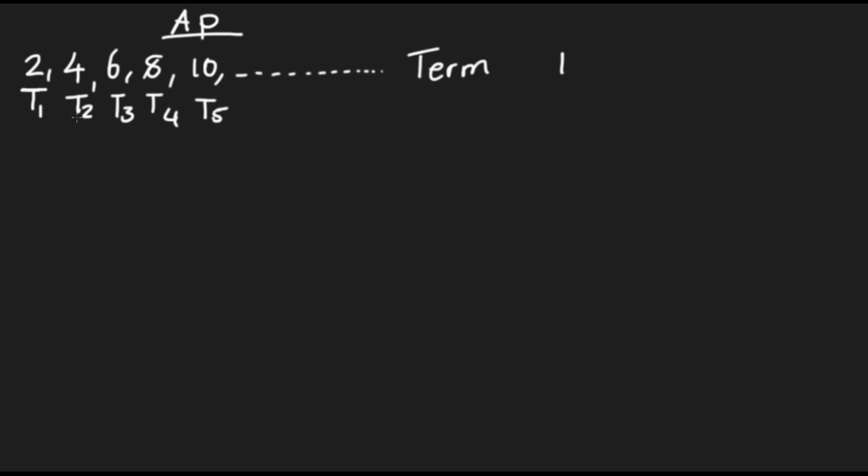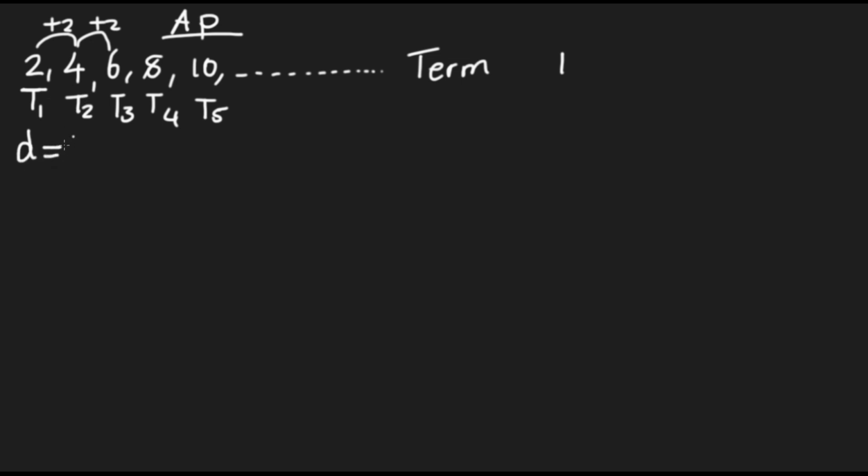Away from the terms, now let's look at the common number that is being added on each term to form the next term. For example, we said from 2 to 4, 2 was added. 4 to 6, 2 was added. Now, what name is given to this number 2? So this 2 is known as the common difference, denoted by small letter d.